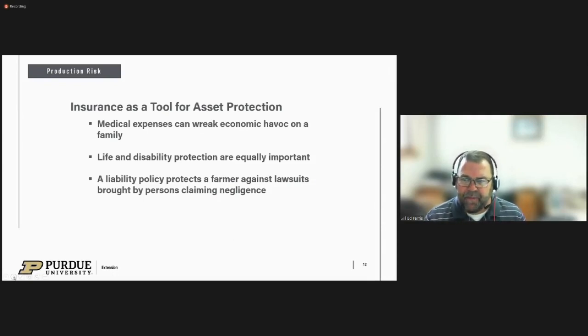A liability policy does protect against lawsuits brought on by persons claiming negligence. In some cases, you distinguish your businesses by having limited liability companies, that type of thing, to help in that arena as well. Because if you do have different types of equipment, different types of services you're providing with your farming operations, it is often critical to separate those out.